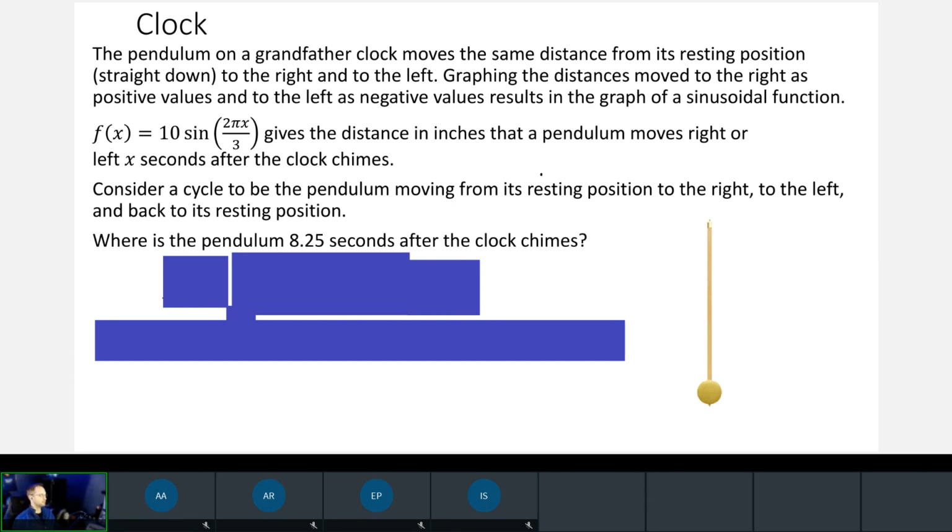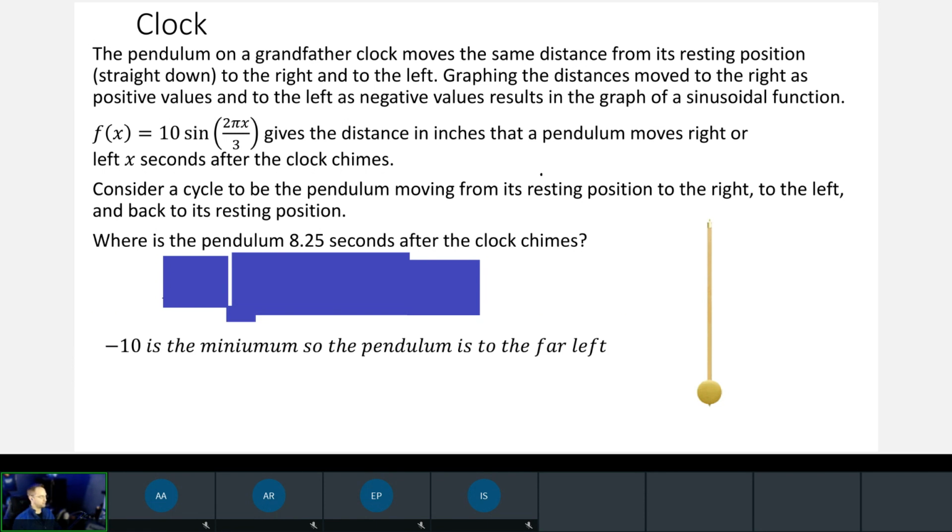All right, so it is. You are correct. It's a -10, which is a minimum. So the pendulum is to the left. The pendulum is to the far left.